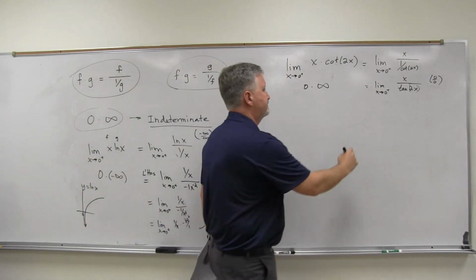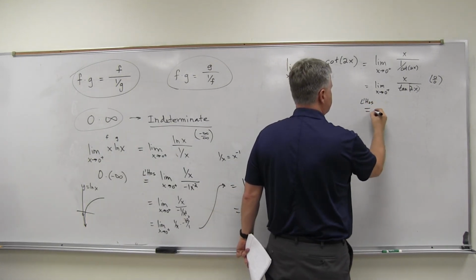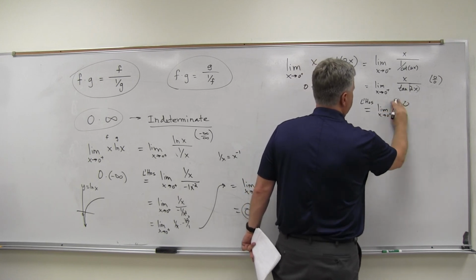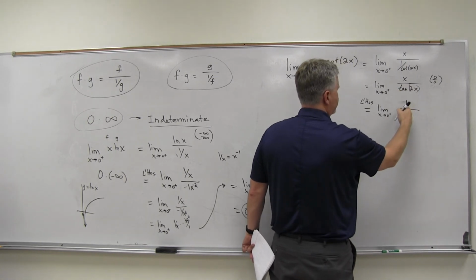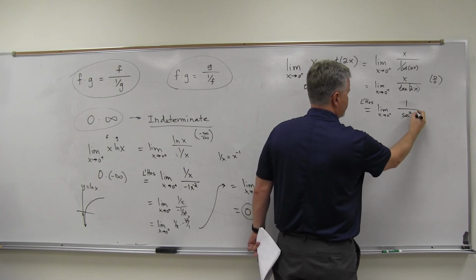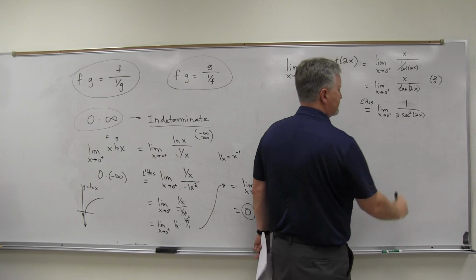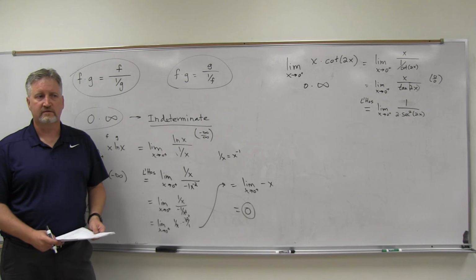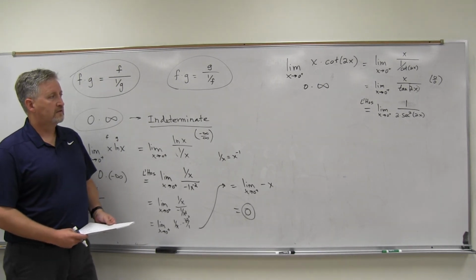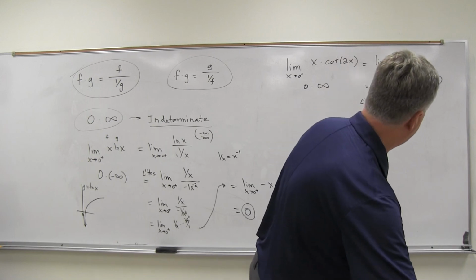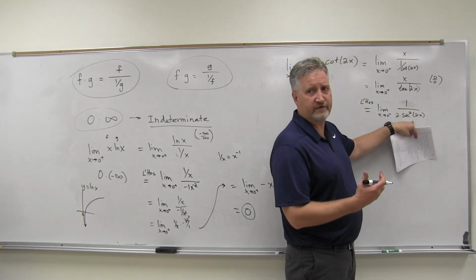That's what we want for L'Hopital. The limit as x approaches 0 from the right. The derivative of x is 1. The derivative of tangent of 2x is secant squared of 2x, but then you need to multiply by the derivative of the inside, 2. So you get 2 secant squared of 2x. Is that okay? So what we need to figure out is what secant squared of 0 is.